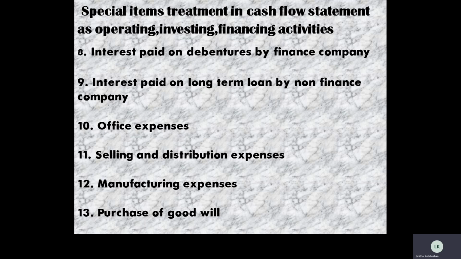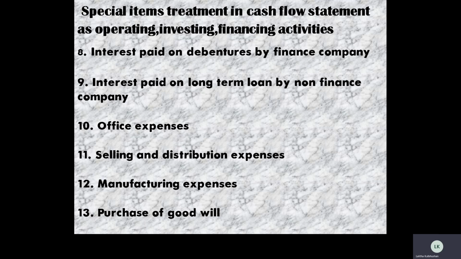Remember this. Now the next is office expenses, the 11th item is selling and distribution expenses, and the 12th item is manufacturing expenses. Children, these three expenses, as we have already seen in the ratios chapter, are treated as what? Especially the office expenses and selling and distribution expenses are treated as operating expenses.